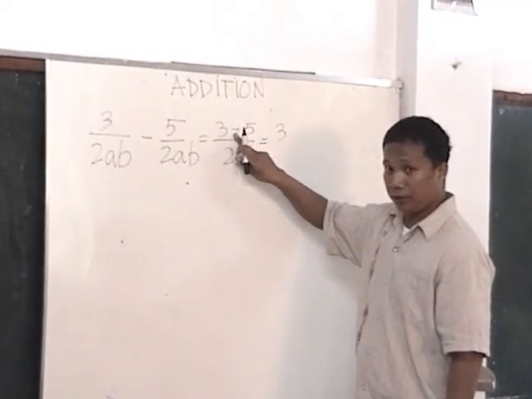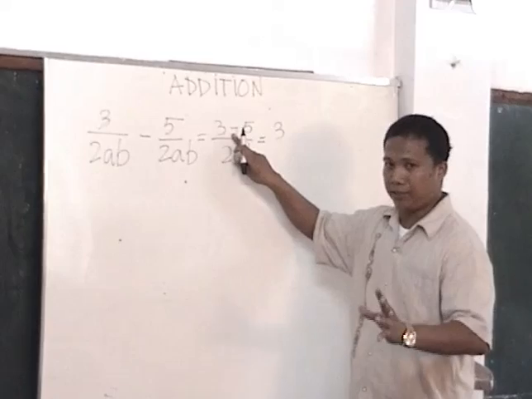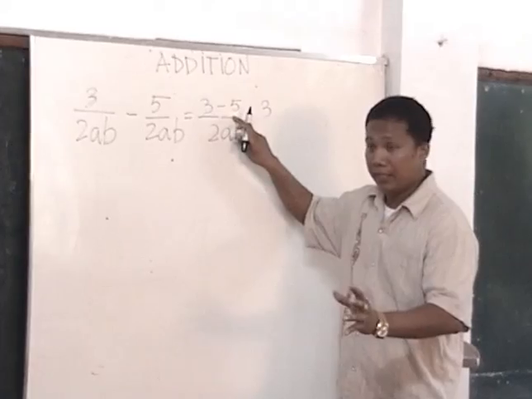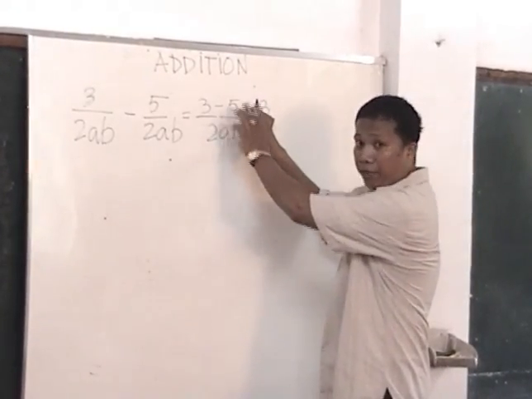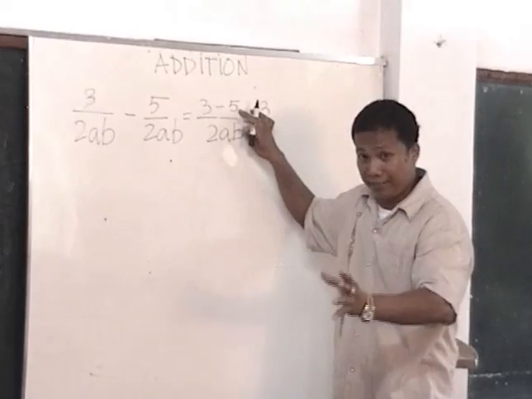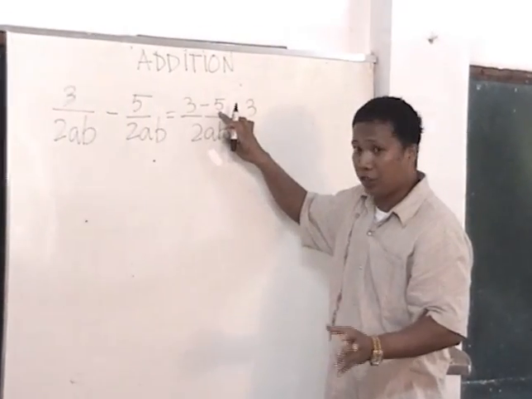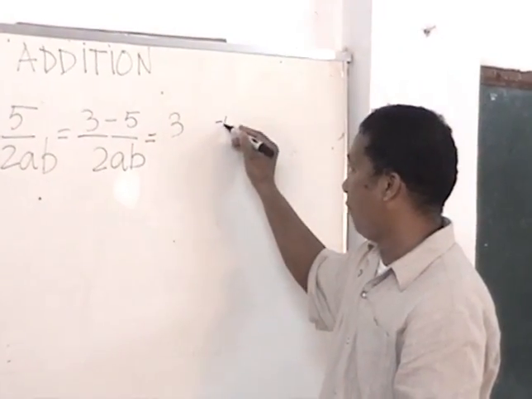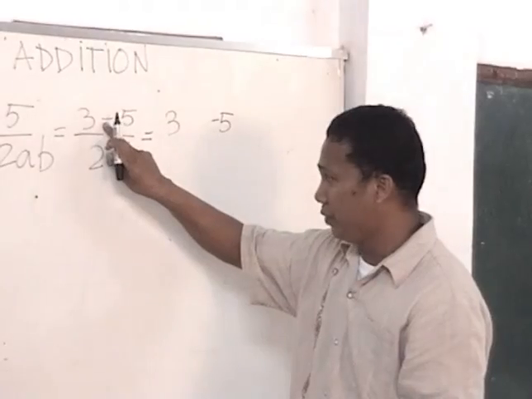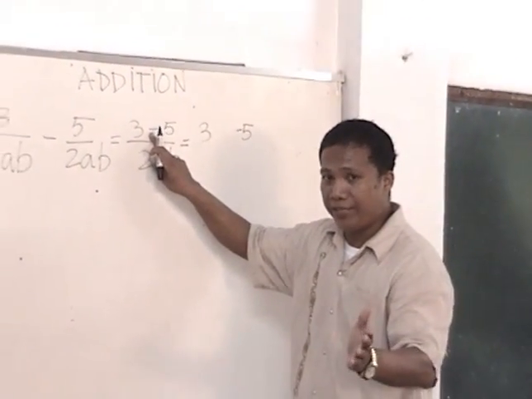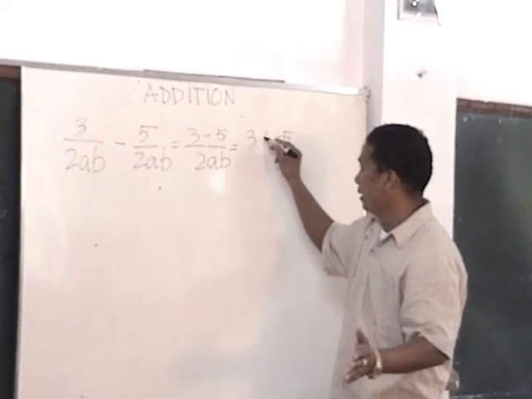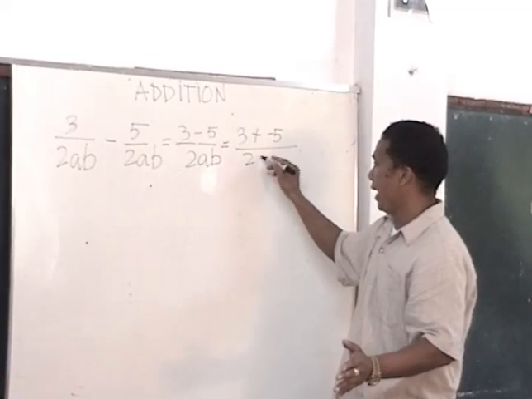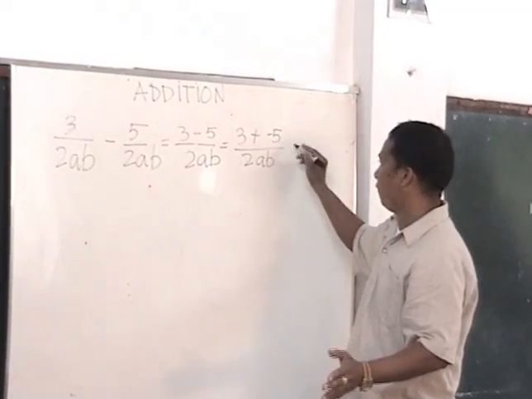In subtraction, you have to change the sign of the subtrahend and proceed to the addition process. The subtrahend here is 5, so it will change to negative 5. And the subtraction process will be changed to addition. So we have 3 plus a negative 5 over 2AB. So we simplify further.